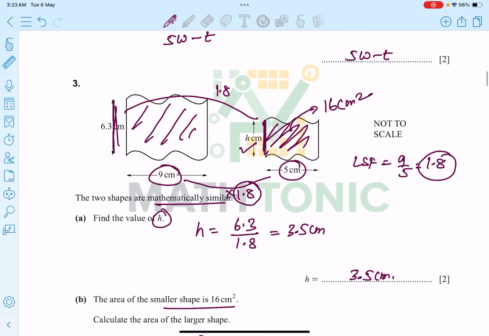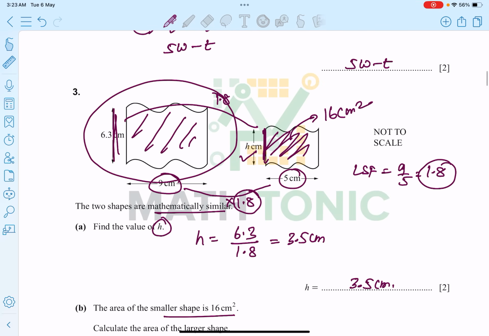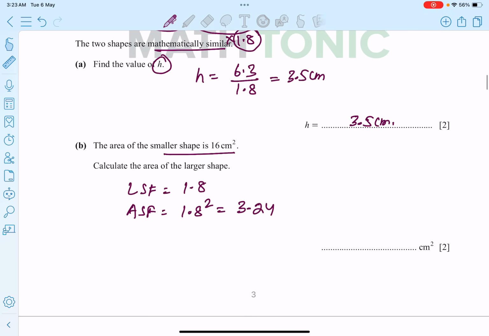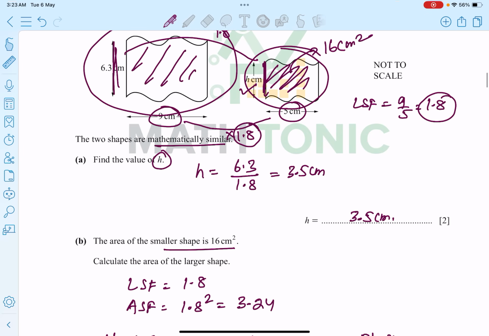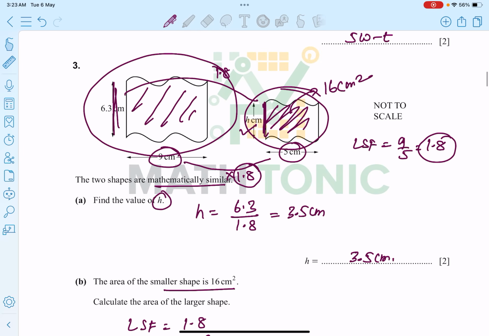If I put the value, I will get 3.24. That means this area is 3.24 times bigger than this area. Did you get it? The smaller area is already given as 16 centimeter squared. So 16 times 3.24 should be 51.84. So we got this answer, 51.84 centimeter squared, for the bigger area. Got it? Listen, if I'm going very fast, pause the video and try to learn it.